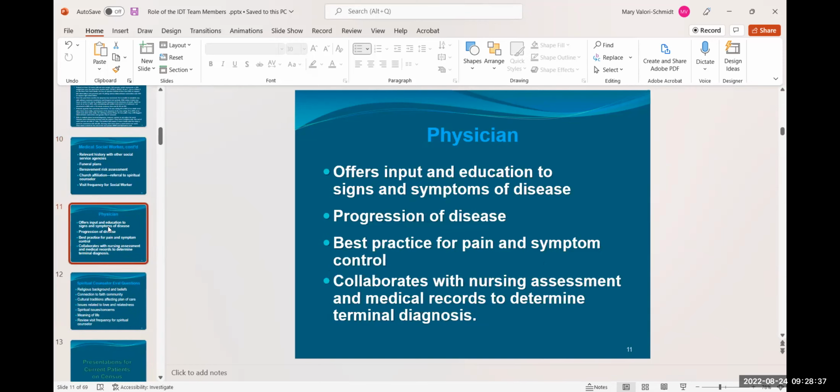Okay. What is the physician supposed to do? Right? They're supposed to offer input and education on the signs and symptoms of whatever the disease is, the progression of the disease, what's the trajectory based on what we know. What are the best practices for pain and symptom control? And he or she should collaborate with the nursing assessment and the medical records to determine the terminal diagnosis.